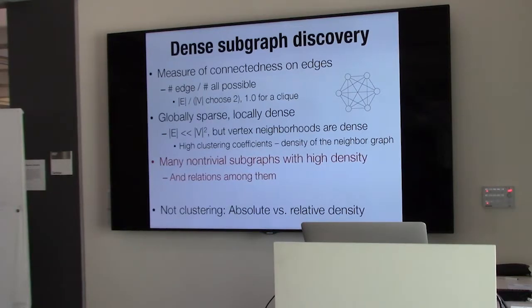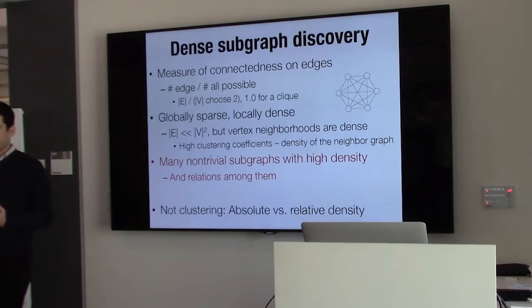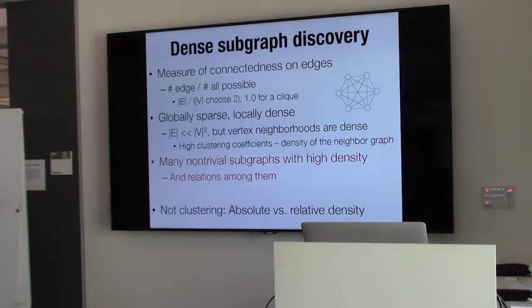So our aim is finding many non-trivial size subgraphs with high density, and we also want to put some kind of relationships among them. We want to create a spectrum of density and size: dense subgraphs with smaller sizes, less dense subgraphs with larger sizes, and some relationships among those.